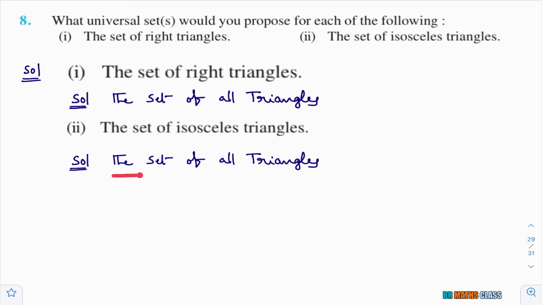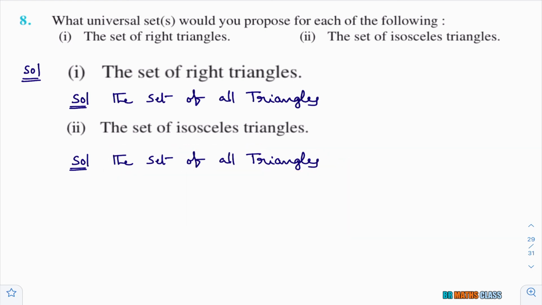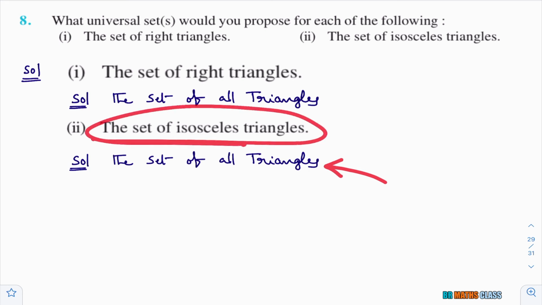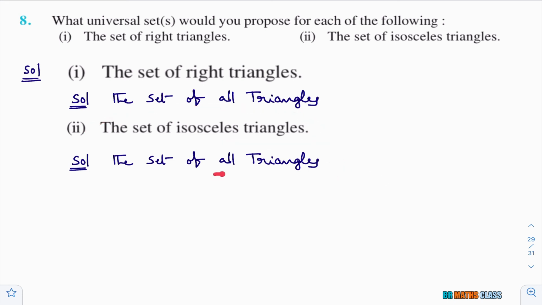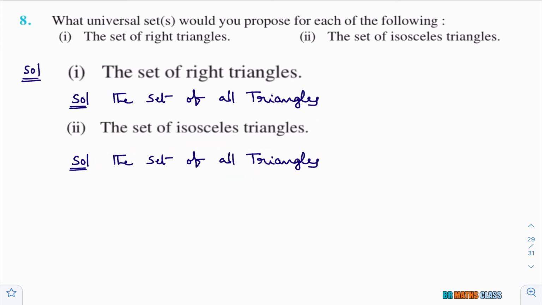For this also, the set of all triangles is the universal set. All triangles means everyone is there in this. Isosceles triangle is there, equilateral triangle is there, scalene triangle is there. So does the set I proposed as a universal set contain this set or not? Yes, obviously, because I wrote set of all triangles. So this is the universal set for this set. Please check the definition of universal set once.